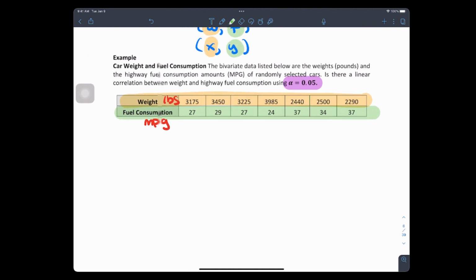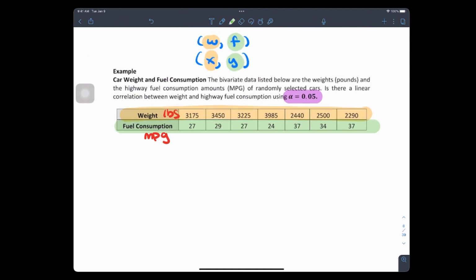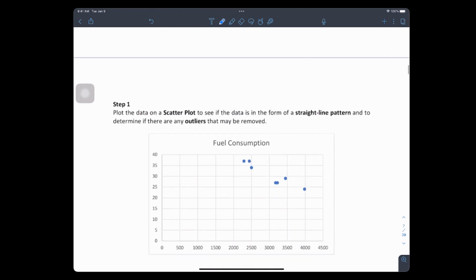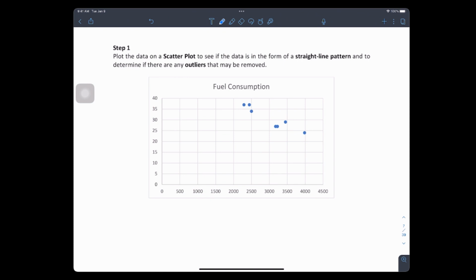This is our bivariate data. Now, what you guys really want to do first is know, okay, this is the X coordinate, this is the Y coordinate. You're going to create a scatter plot of the data. That's the first step. Create the scatter plot. See if there is a straight line pattern and determine if there's any outliers that can be removed.